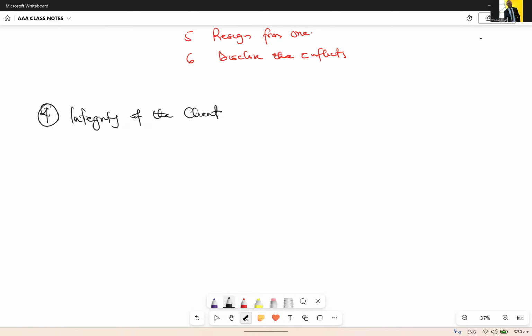Now, when we talk about the integrity of the client, you know what we are talking about. How trustworthy is the client? All right. And this one, we look at it in two main folds. We use ISA 240, which talks about fraud and error, and ISA 250, which talks about laws and regulations.